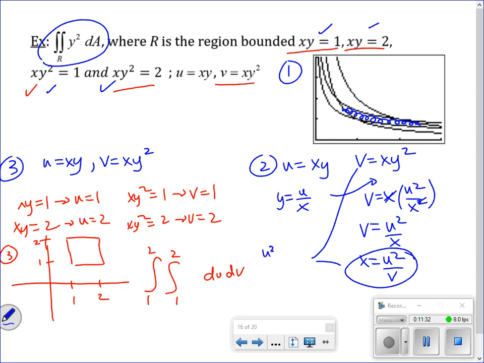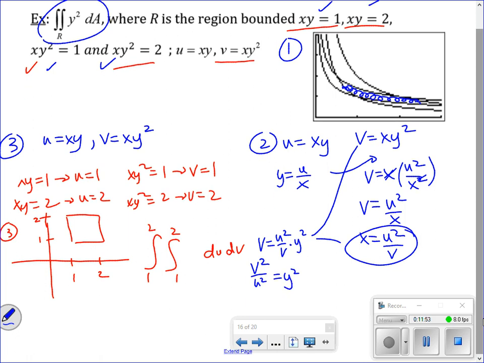All right, now my y, how about I bring these two things together? X is u squared over v, and then that's equal to, oops, hang on a second. So v equals x, which is u squared over v times y squared. All right, so if I flip that over, I got v squared over u squared equals y squared. So I'm just going to get that y is v over u. Okay, all right, so that's the worst part.